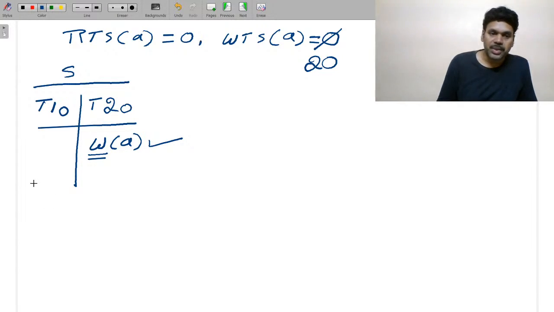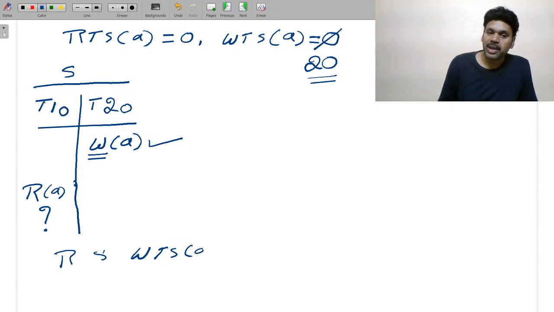Clear? Now you tell me, he is requesting R of A. Is it allowed? Is this R of A allowed in transaction 10? No. Why? Because 10 is not greater than or equal to 20. Because read is going to check with the write timestamp. Please observe carefully. Here 10 is not greater than your 20, and this is not possible.